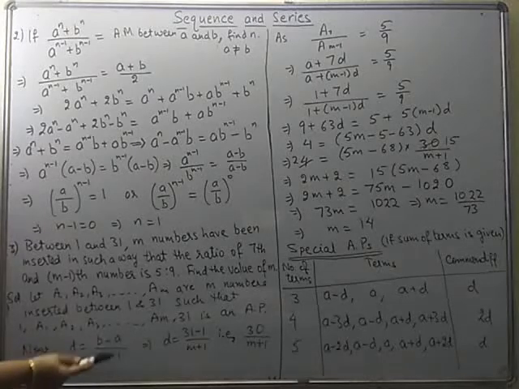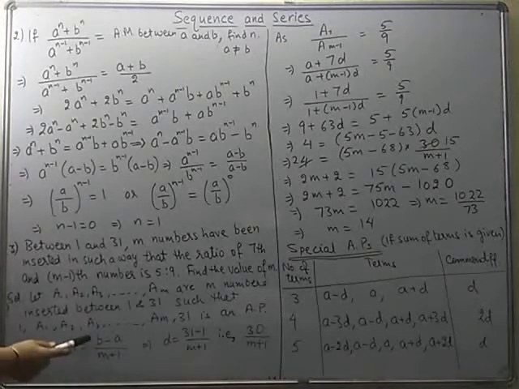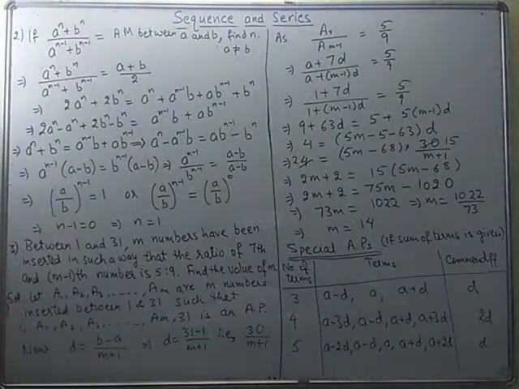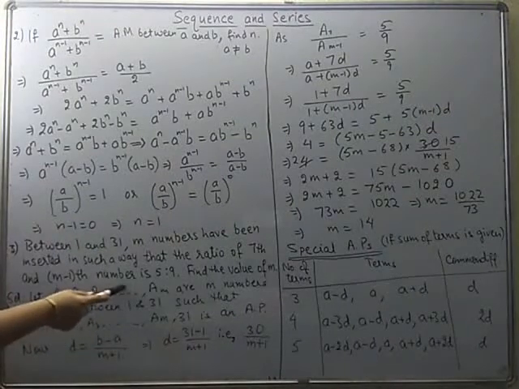Common difference is (b minus a) over (m plus 1). m plus 1 means the number of terms inserted plus 1. So m numbers we are inserting, so m plus 1. B is 31, A is 1. So d becomes 30 over (m plus 1). Now let us use this condition.